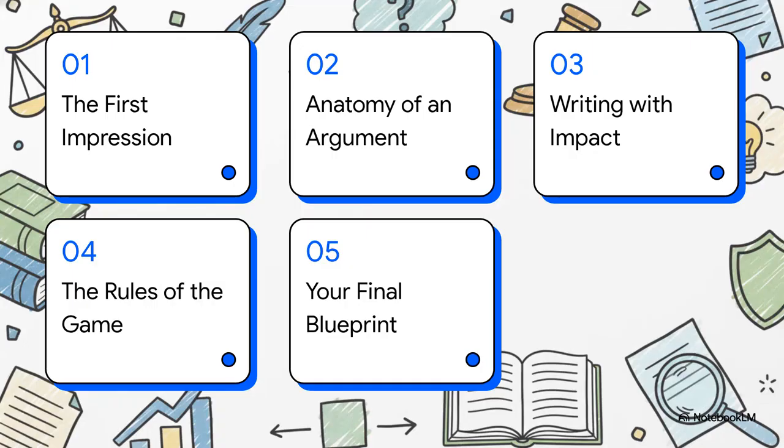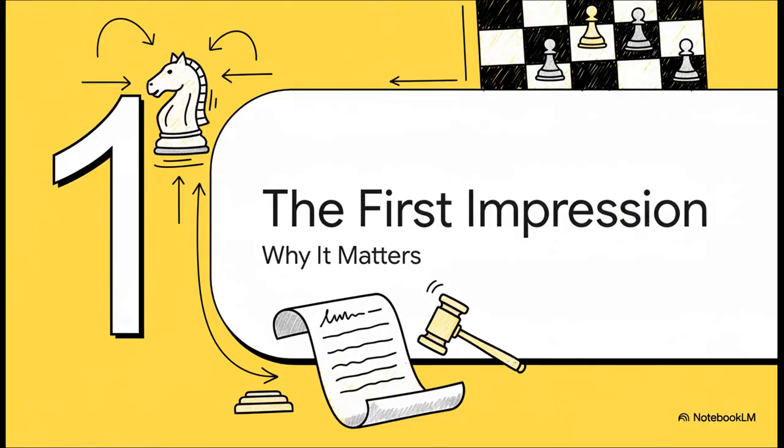So here's how we're going to break this all down. We'll start with the first impression. Then we'll look at the anatomy of an argument, what actually goes in it. After that, we'll cover writing with impact, the rules of the game, and trust me, you need to know those. And we'll wrap it up with your final blueprint. Okay, let's dive into section 1, the first impression.